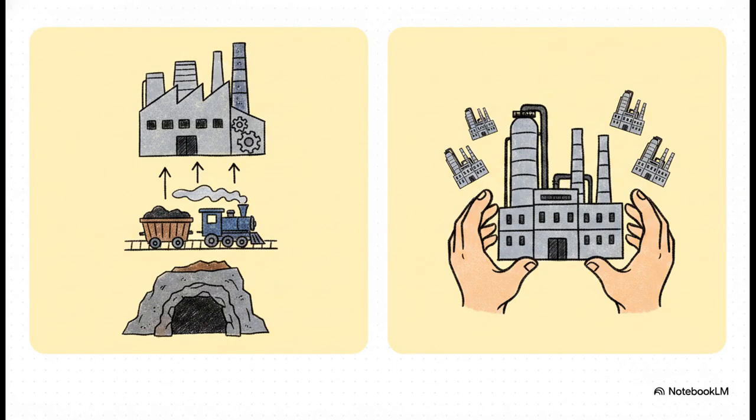But here's where it gets really interesting. While Carnegie built his empire vertically, John D. Rockefeller took a totally different route with Standard Oil. He integrated horizontally. Rockefeller didn't initially care about owning the oil wells in the ground, he just wanted to own the refining step in the middle.